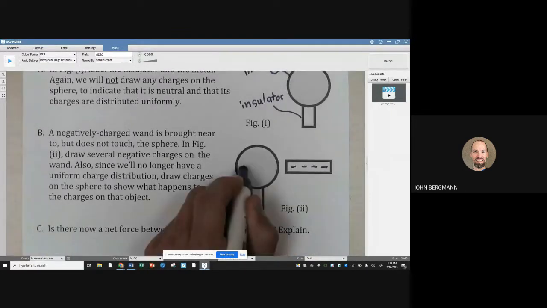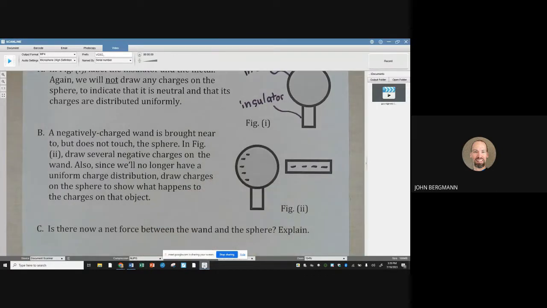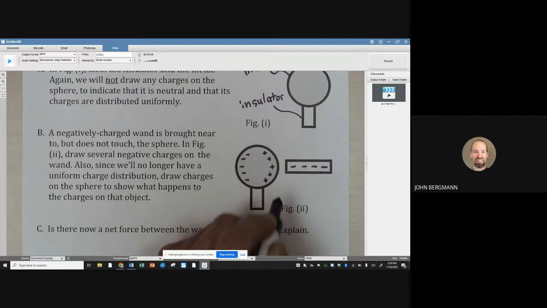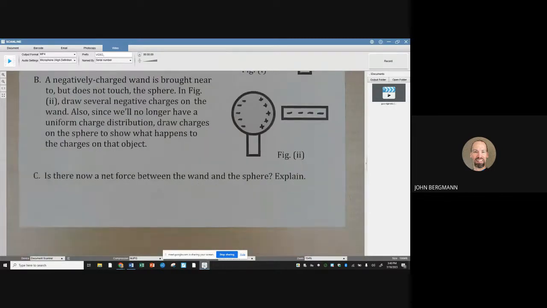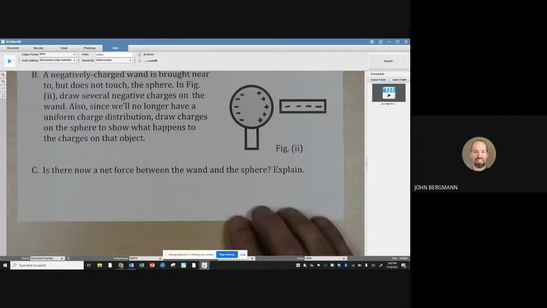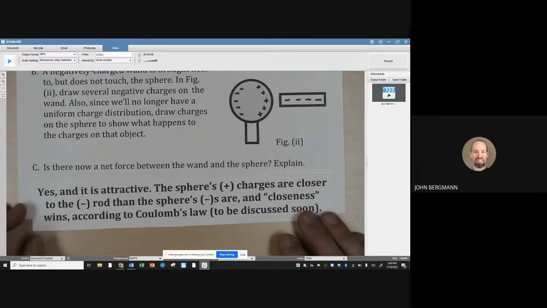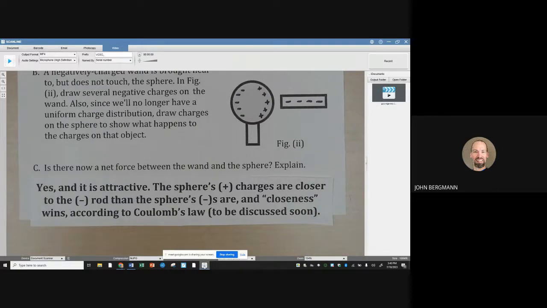Well, now these conduction electrons, some of them anyway, are going to run away from that negative rod, and that will have uncovered some of these positive protons which haven't moved on this side. Is there now a net force between the wand and the sphere? And that answer is yes, and it's attractive. Closeness wins, according to Coulomb's law, which is a topic that we'll cover later.